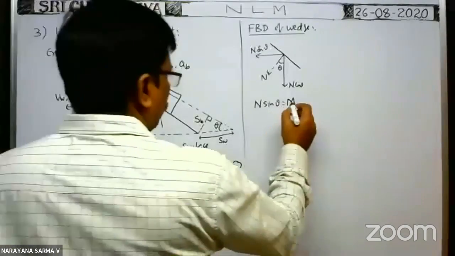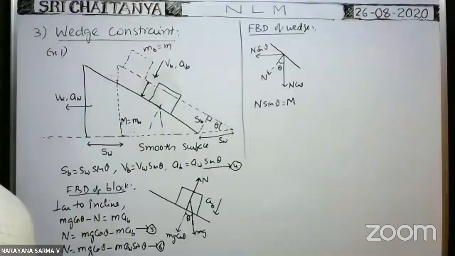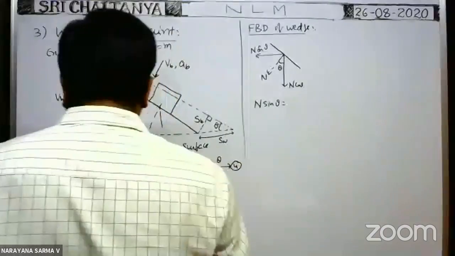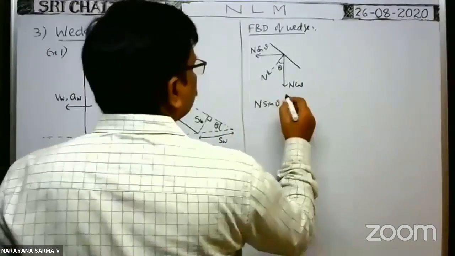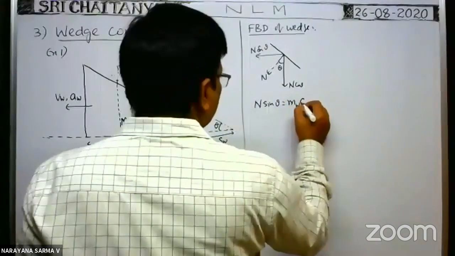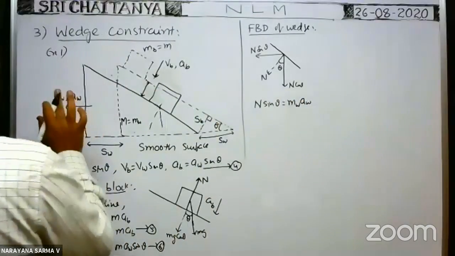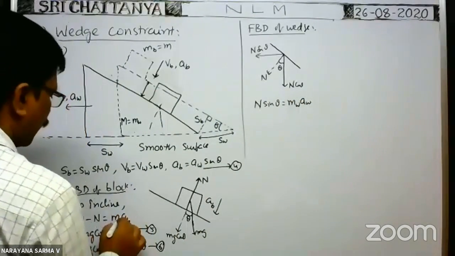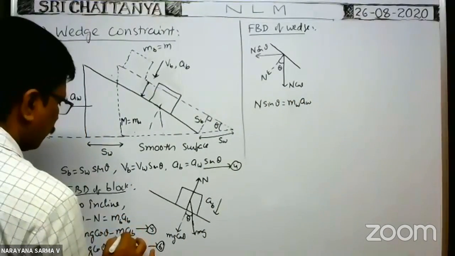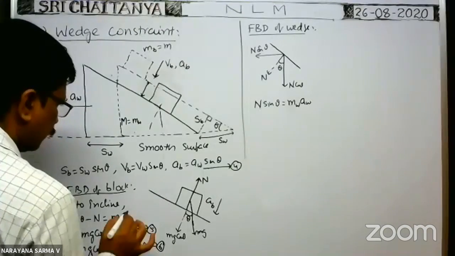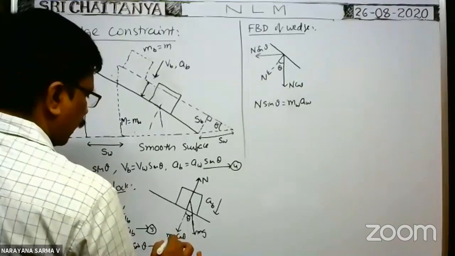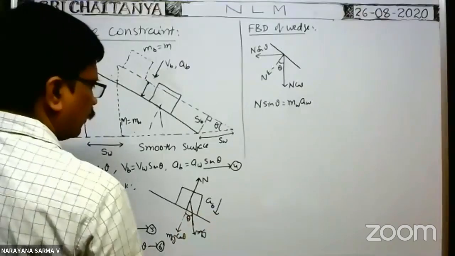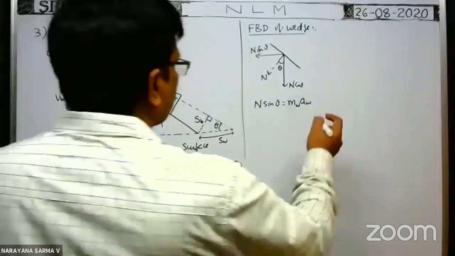So here you write the mass of the wedge into the acceleration of the wedge towards the left, which we imagine as aw. Here also, the mass of the block. Now, this is another equation.